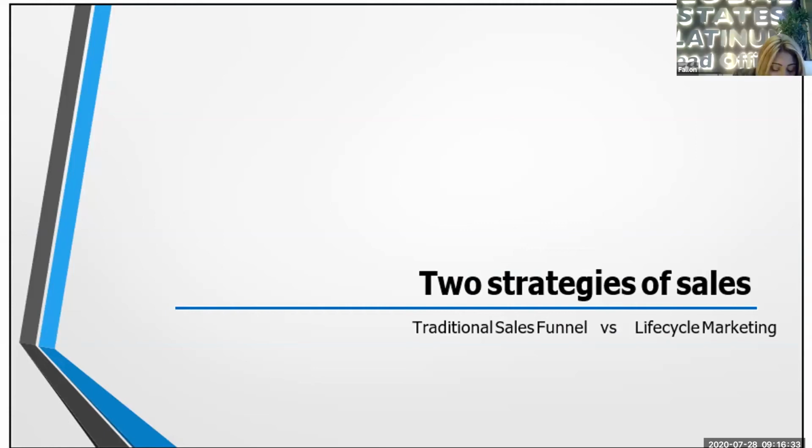Right. So when we talk about the two strategies of sales, and some of this terminology will be familiar, I want to just make sure that we understand, so that you understand what's relevant and what the right sales strategy is for your company. So in sales, there are two main sales strategies: the one is what we call the traditional sales funnel strategy, and the other is what we call lifecycle marketing.